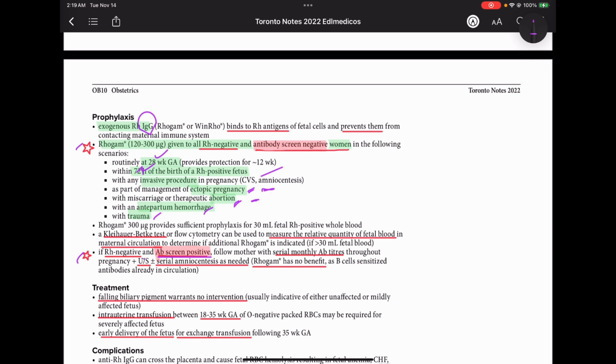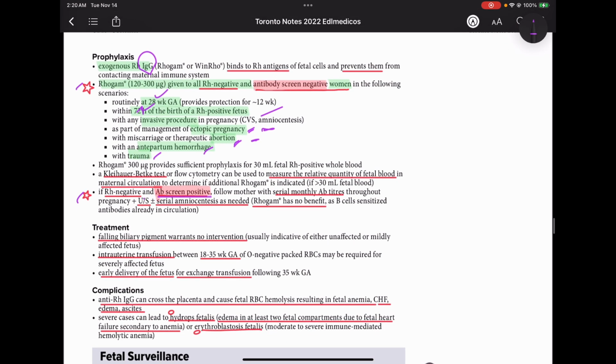Moving forward, if she's Rh negative but antibody screen is positive, antibodies are already there, now what? Then we just have to do a close follow-up, serial monthly titers, ultrasound, serial amniocentesis as needed. Now RhoGAM has no benefit as the B cells are already sensitized, with antibodies already in the circulation, so RhoGAM wouldn't work now because they are antibody positive already. Just have to follow up closely. Okay, how do we treat them?